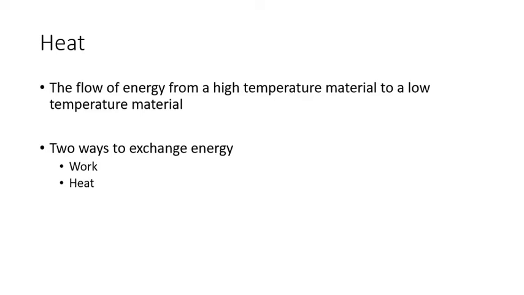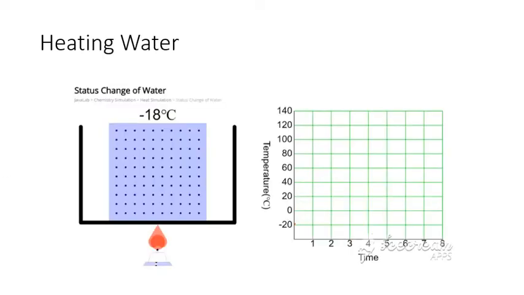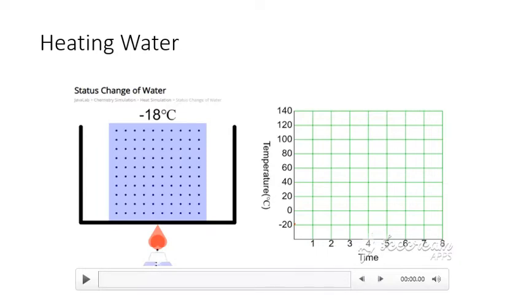Now, let's look at these two things. When we look at this next one, it is listed as time, but what we have is an object of a high temperature. Something's burning, right? So it's at a high temperature. And then we have ice, which is at a very low temperature. So heat's going to flow from the high temperature material into the low temperature material.